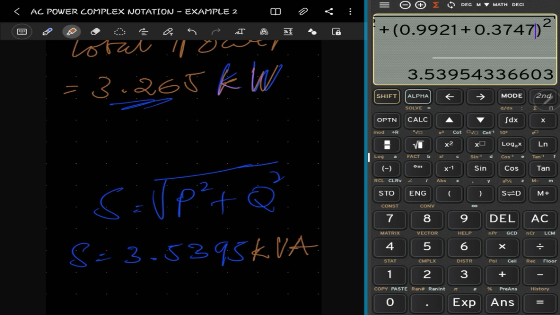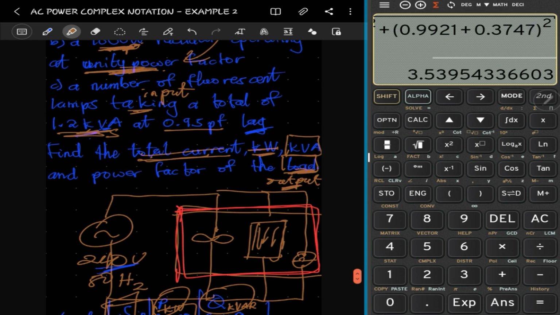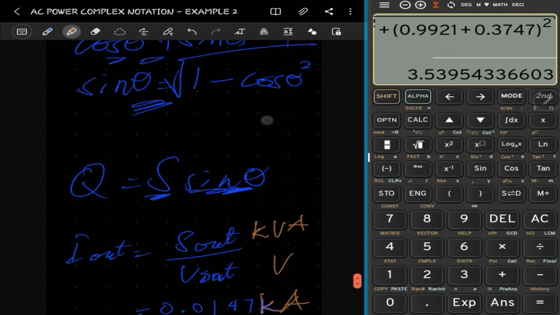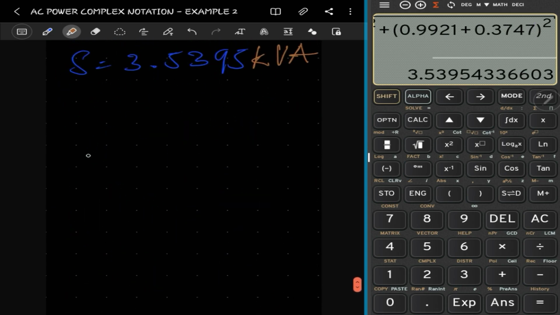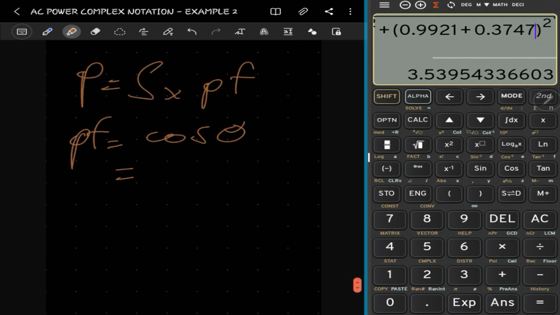Kilovolt-amperes, right? So that's what we have. Now we've dealt with that. Apparent power done. The next thing is for us to find the power factor. One of the commonest relations that come to mind when trying to find power factor is that P, the active power, is equal to the apparent power times the power factor. So the power factor we are looking for, which is cos theta, will be equal to the power over the apparent power. And we have the values of these already.